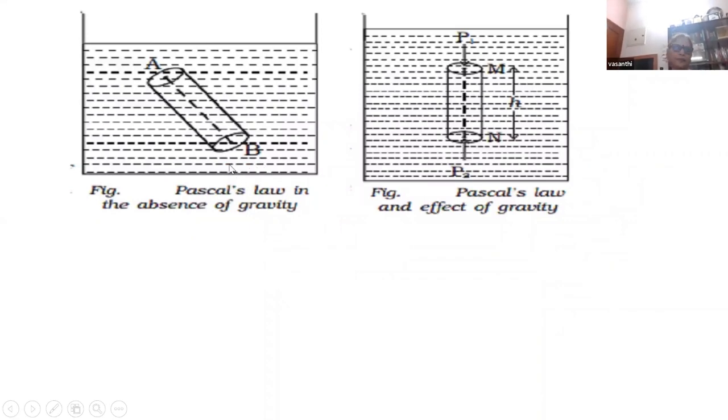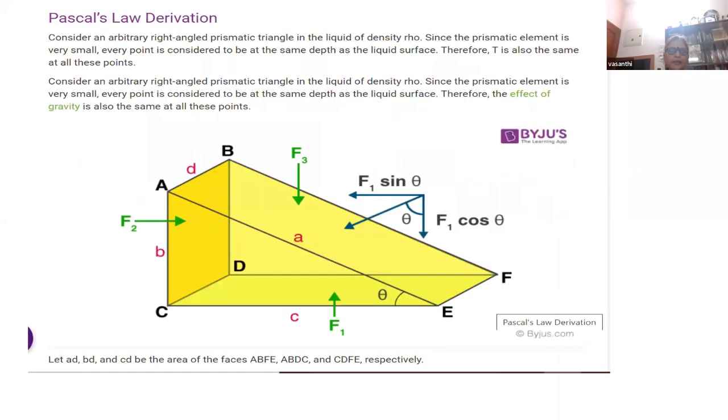If you neglect the effect of gravity, in the absence of gravity, pressure at A is the same as pressure at B. But if you consider the upper surface and lower surface, they are at different heights, then Pascal's law has to be modified. We know that, isn't it? And this is an NCERT derivation. We follow this and prove that the pressure on this surface and on the lower surface, P1 is equal to P2 is equal to P3. I'm not going to do the proof now.